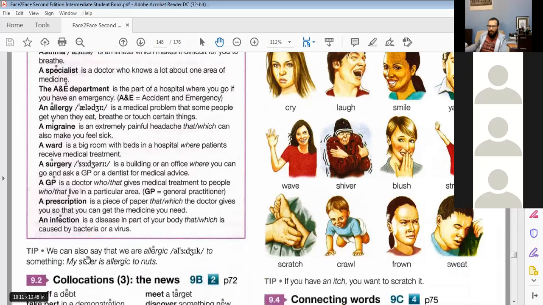And here you can see we can use allergy as an adjective. So we can say, for example, I'm allergic to something. You can say I'm allergic to nuts, or I'm allergic to eggs. Allergic يعني عندي حساسية من شيء معين. All right, so these are some of the words which are related to health. So let's go back and let's see what we've got.